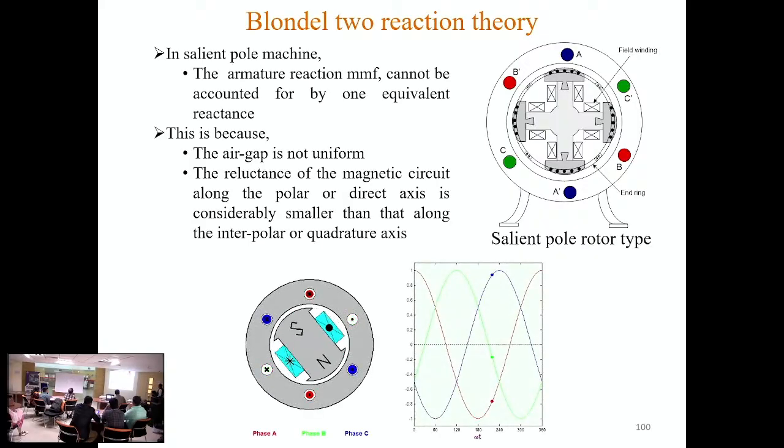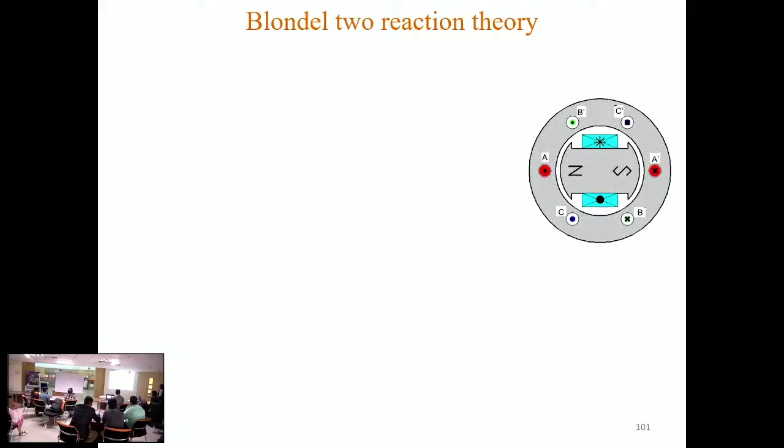So you can see this animation. The air gap length in this polar region, here on the south pole, is very small, but in the interpolar region it is very big. So we cannot explain its performance by considering only one reactance. That is the point of having two reactances in a salient pole type machine. Now we will see how these two reactances can be obtained.